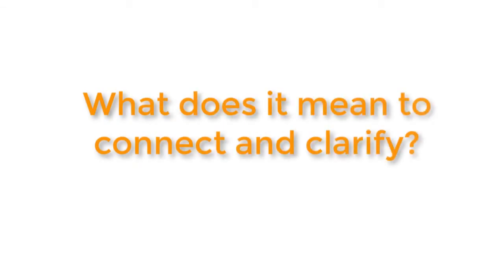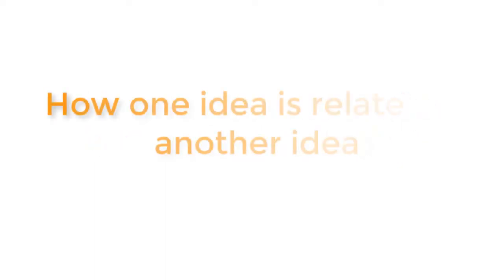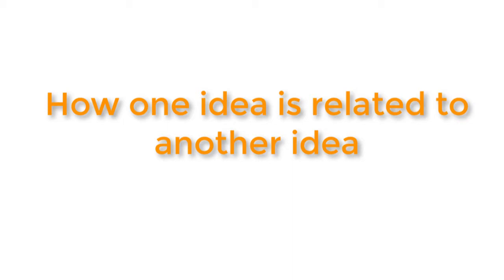To continue, let's ask ourselves this question. What do we mean when we say these words or phrases connect and clarify? What we mean by this is that they tell us how one idea is related to another idea. For example, let's say we have two ideas. One idea is, I love to swim, and the other idea is, I love to run.